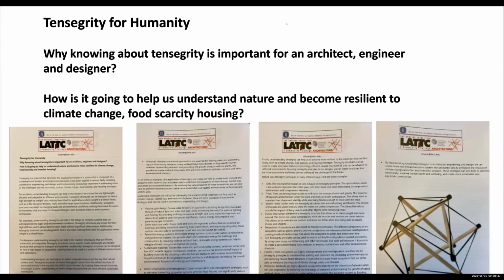And then this one was the tensegrity for humanity. So knowing about tensegrity is important for being an architect, engineer, and designer to help us understand nature and become resilient to climate change, food scarcity, and housing. So these are some questions to think about. And these pictures are from a handout related to the tensegrity.